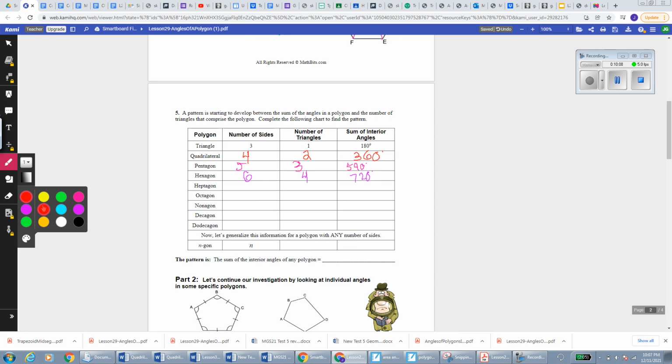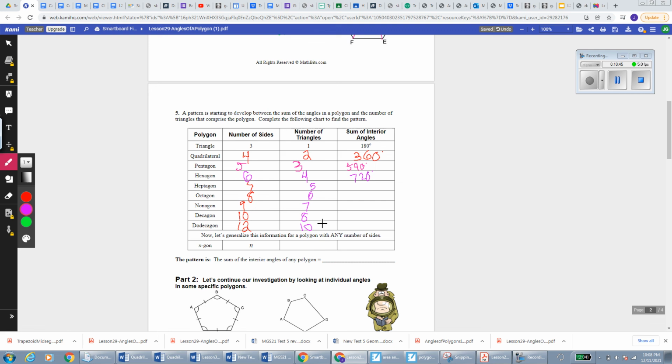Let's follow the pattern and complete the rest of the chart. So that's a 7-sided shape, 8-sided, 9, 10, 12. A dodecagon has 12 sides. So the number of triangles we can break it down to. So that's 1, 2, 3, 4, 5, 6, just following the pattern. 7, 8, 12-sided, so 10. There's a jump there. It goes from 10 to 12, so I made the jump here from 8 to 10.